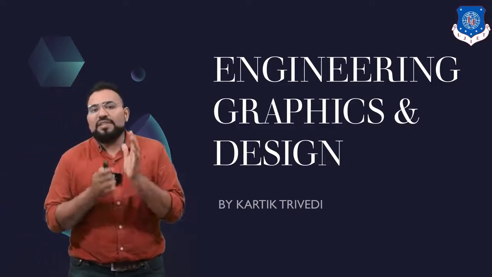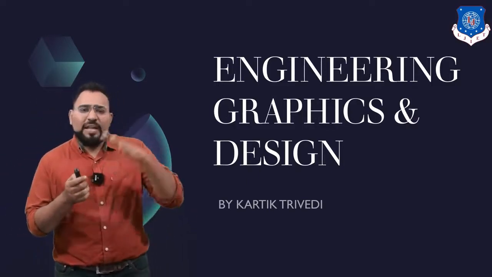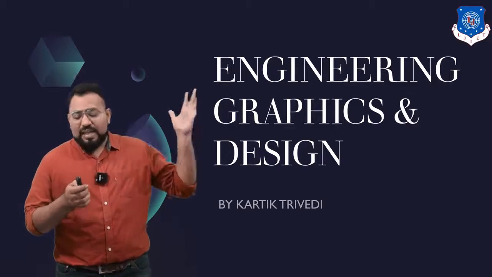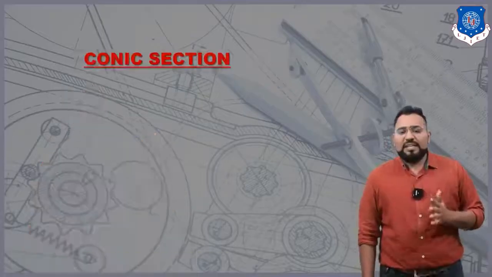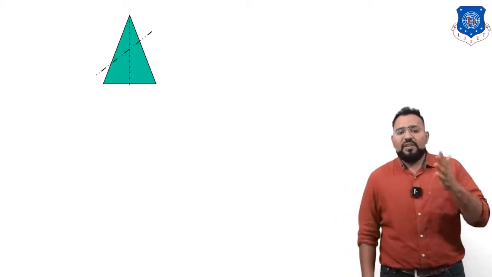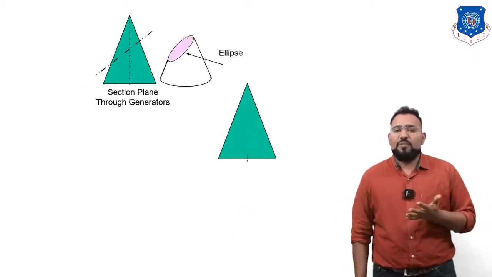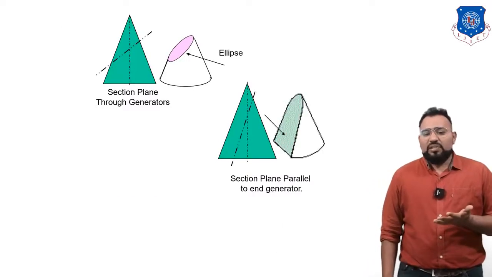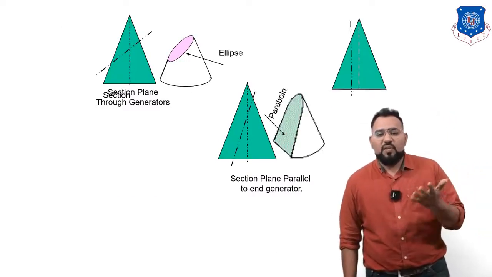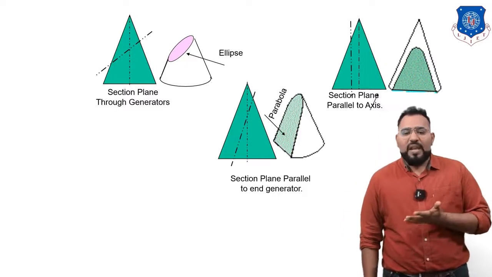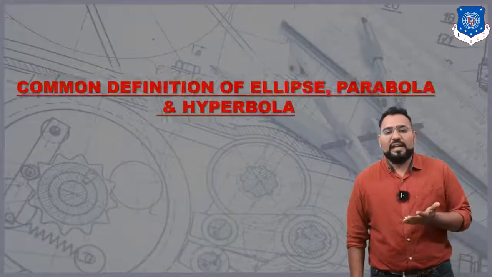Before we start this video, let us quickly revise what we have done in the last video. First we defined a conic section, and after that we saw why the ellipse, parabola and hyperbola are known as conic sections. You can see it on your screen, so just look at your screen and quickly revise.